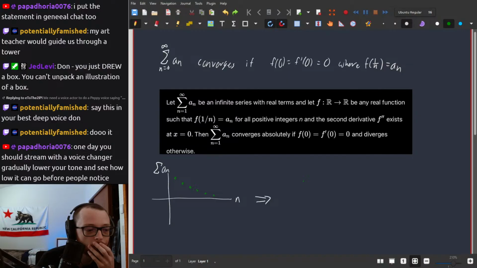Ooh, wait. Oh, okay. So I was getting confused about what this actually means. So if you have f of 1 over n, I think it's almost like you're reversing the order horizontally. I thought it was going to be more of a vertical thing.